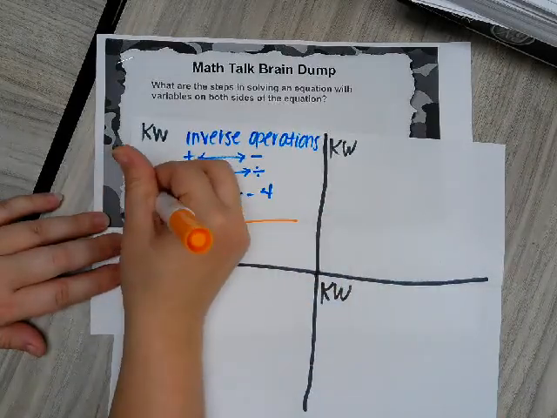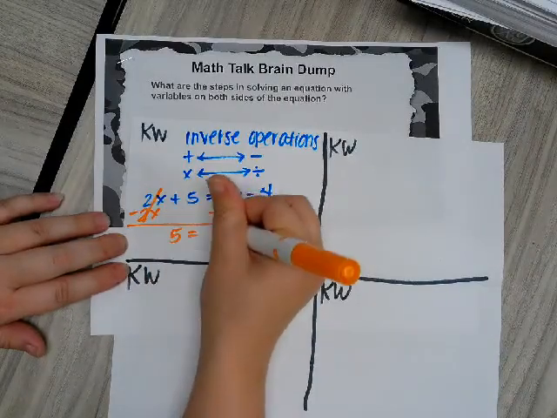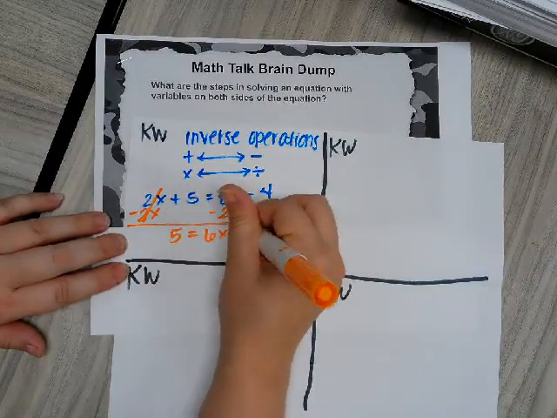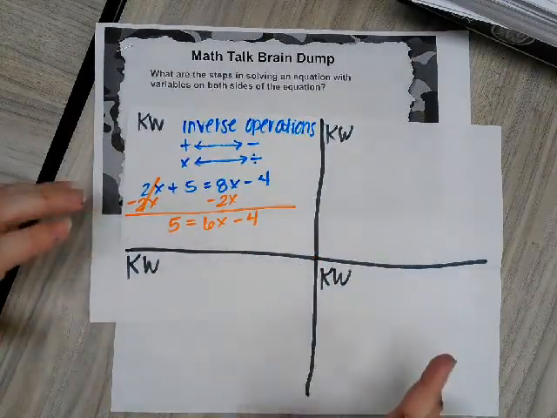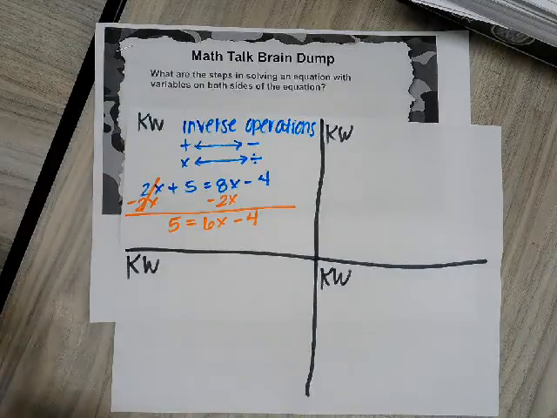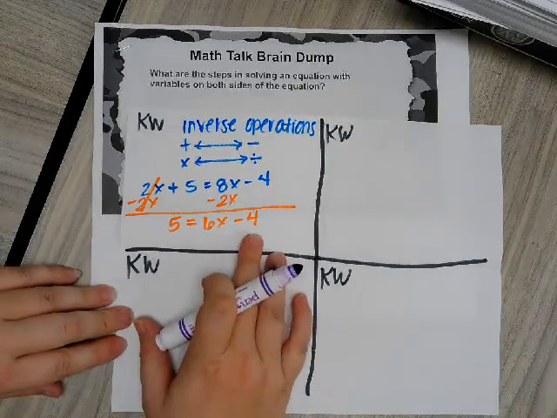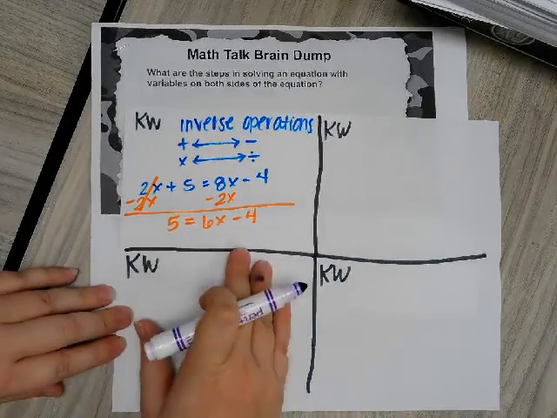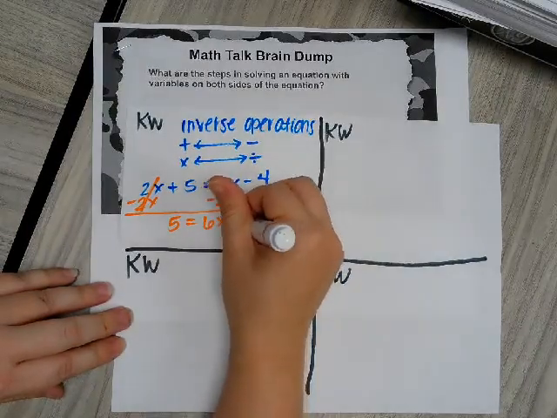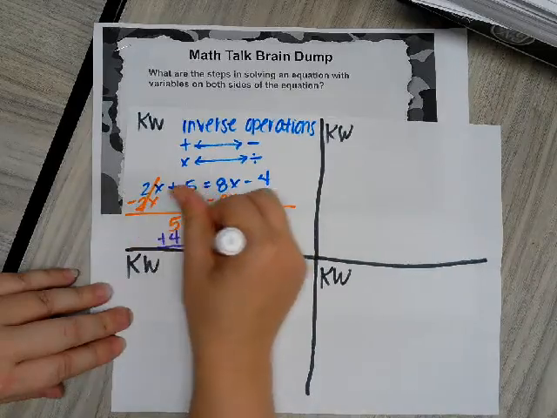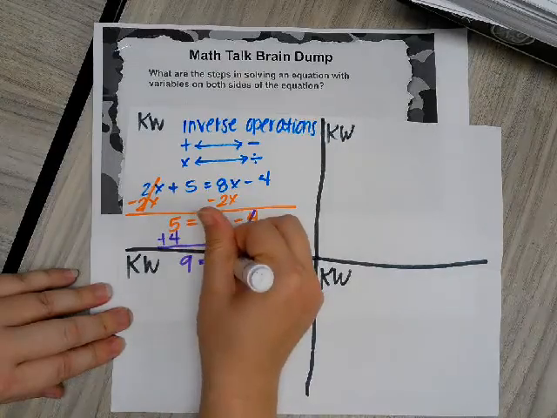My 2x's zero out. So we have 5 equals 6x minus 4. This is what you should be used to, because this is like the problems that you saw in 7th grade, a 2-step equation. Now, I want my constants on one side, my variables on the other. So I'm going to do the inverse to minus 4, which is plus 4. My 4's zero out, so we have 9 equals 6x.